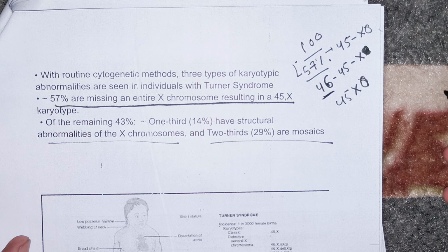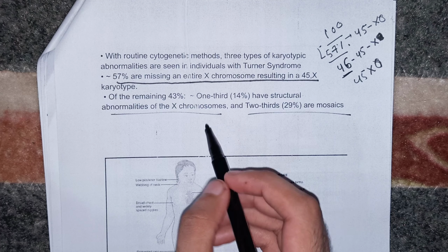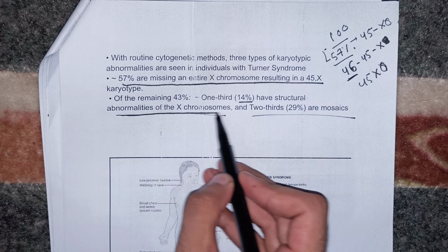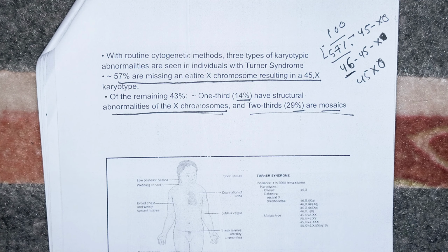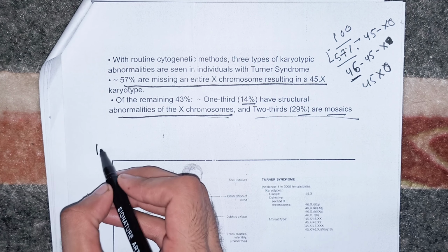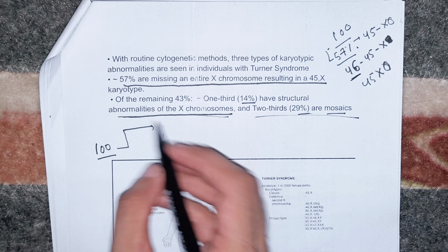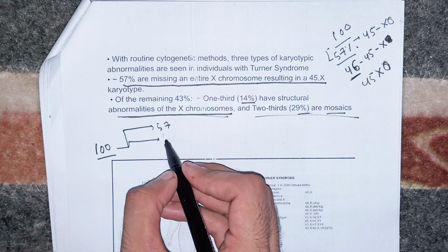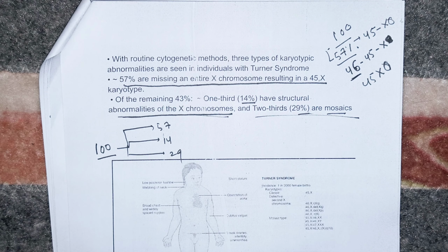द रिमेनिंग 43% केसेस के अंदर हमने उसको दो हिस्सों में बेटा डिवाइड किया गया है. ओके, 14% हैविंग स्ट्रक्चरल एबनॉर्मेलिटीज ऑफ द एक्स क्रोमोसोम एंड 29% आर मोज़ेक्स. अच्छा, अब इसको ज़रा मैं और थोड़ा आसान करके बताता हूँ बेटा. देखें, ओके, 100 इंडिविजुअल्स आर देयर, we are dividing 100 into 1 category of 57, another category of 14 individuals, another category of 29 individuals, that make up your 100.